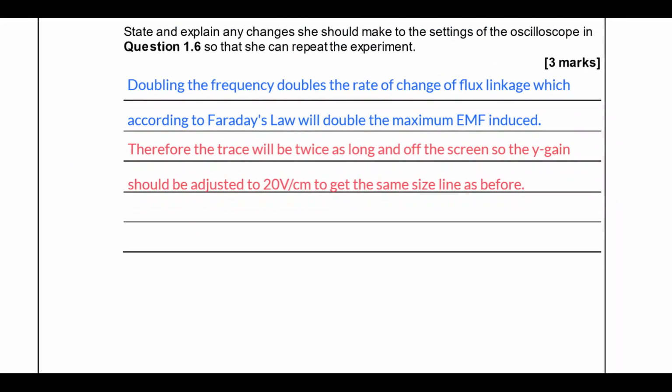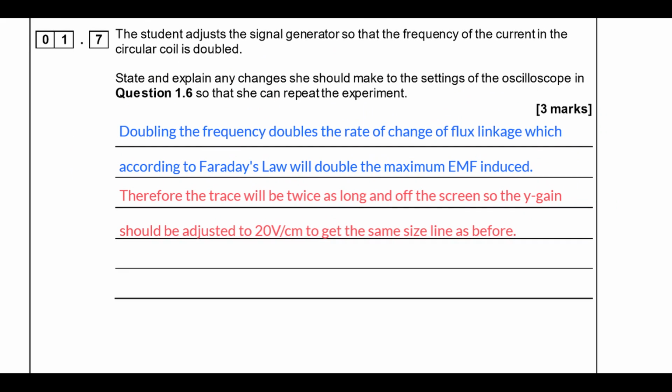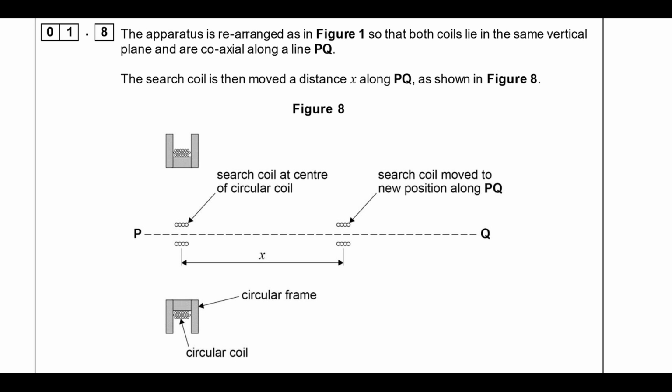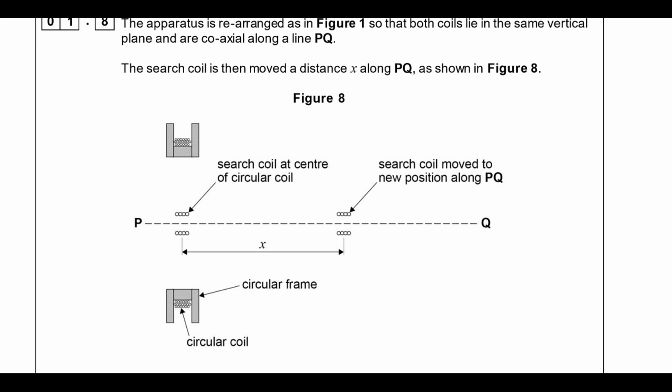Okay, so that completes 1.7. Let's go on to 1.8. Okay, so we finally reached the last part of this question. So the apparatus is rearranged so that both coils lie in the same vertical plane and are coaxial along the line PQ. So as this is when it's at the center of the search coil and then it's moved over here.